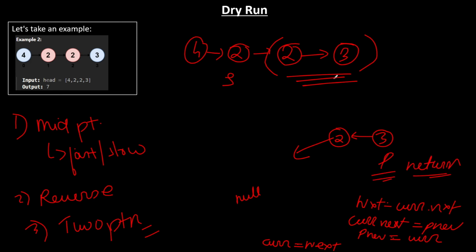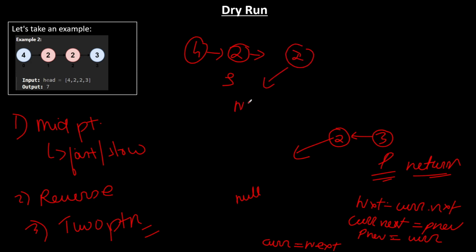Fine. So after doing the reversing part, the linked list will look like this. It is pointing here and 2 is pointing to none. 3 is pointing here. Fine. That is done. So midpoint finding is done, reversing is done.